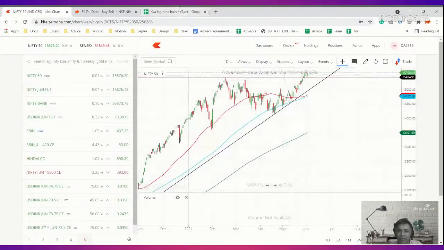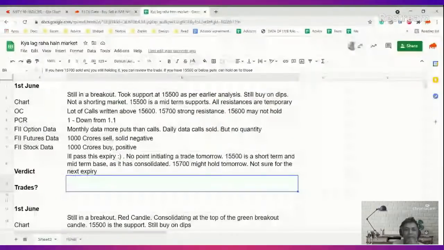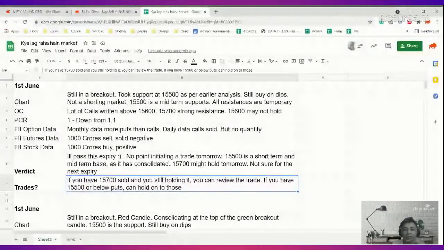Finally, what are my trades for tomorrow? Purely looking. If you have sold, you're still holding it. You can review the trade if there's a major gap tomorrow, because in case 15,700 breaks tomorrow, it is going to be nasty. 600 will most probably break. So if you have 600 calls and haven't exited on today's dip and the premium has really eroded, you might want to rethink it.